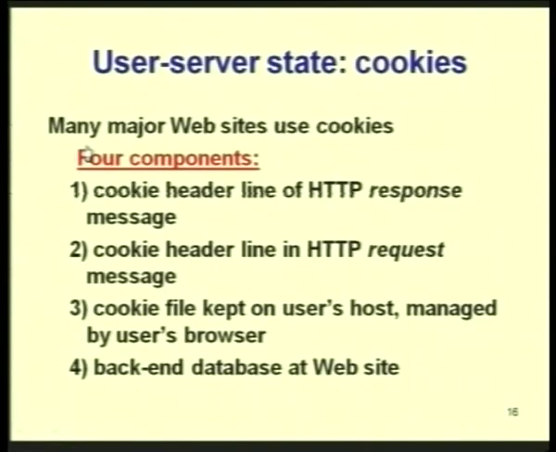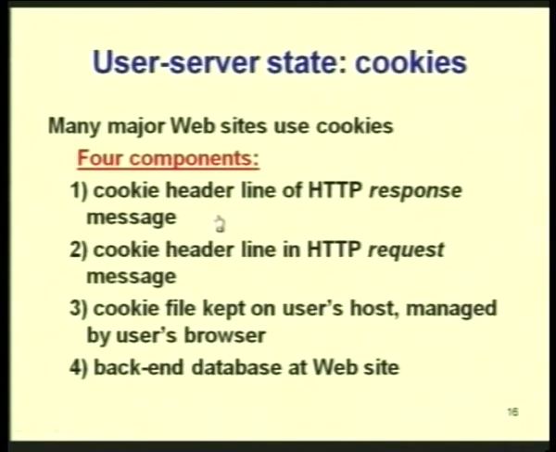So what the server does is, it tries to maintain some state about different clients by means of this item called cookies. So let us look at what we mean by cookies. As I said, many major websites use cookies. So what exactly is a cookie? A cookie actually consists of 4 components. They go like this. The first is the cookie header line, which is sent in the HTTP response message.